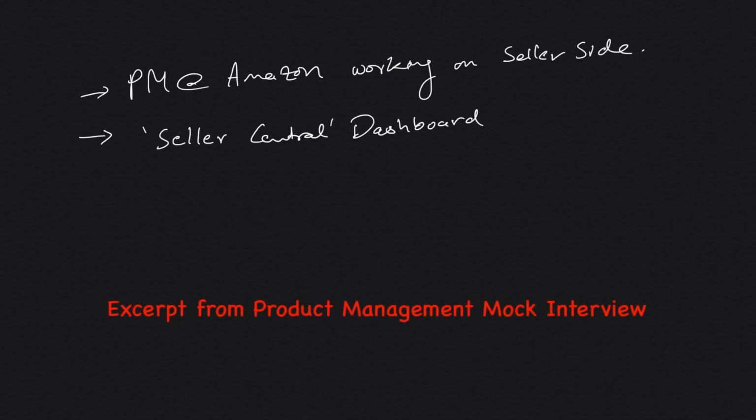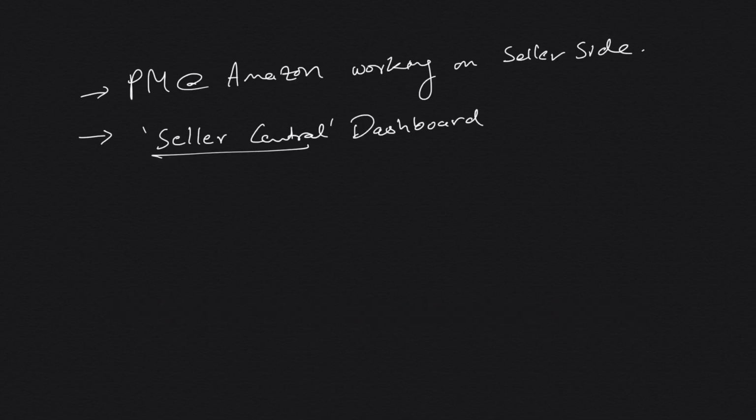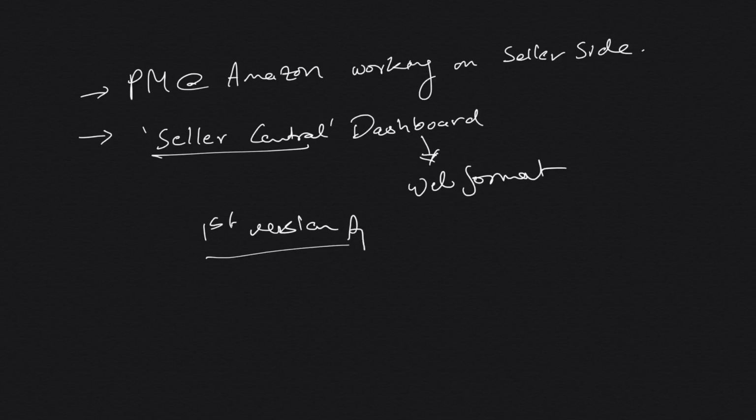Let's assume that you are a PM working at Amazon on the seller side, and there's a dashboard available for sellers called Seller Central, which, let's say in a hypothetical situation, exists only in a web format, and you have to come up with the first version of the app for this dashboard. How would you go ahead with this?